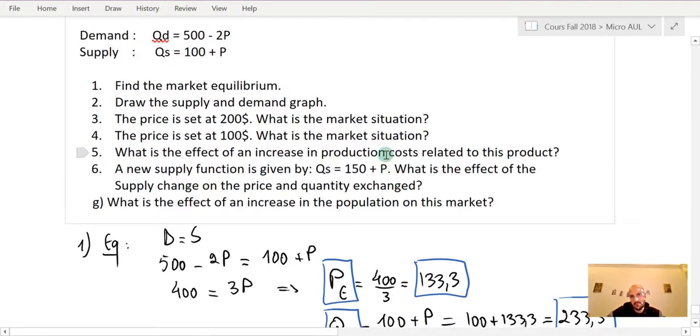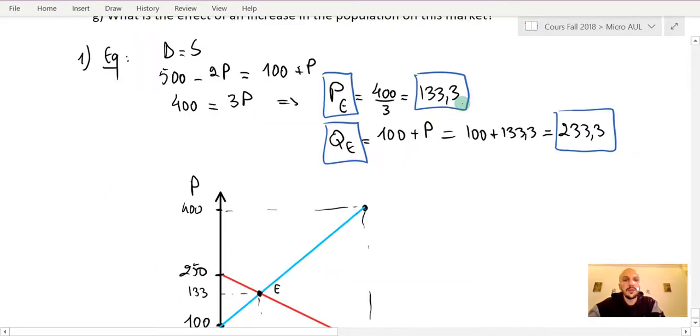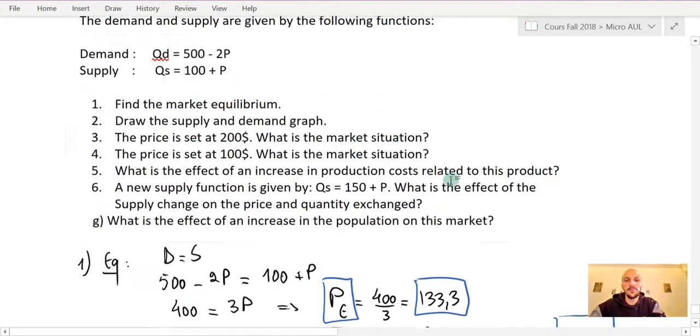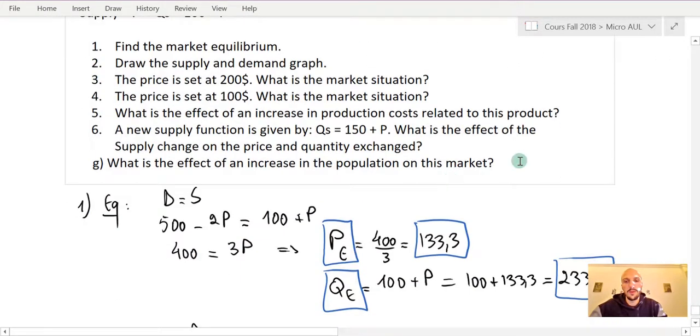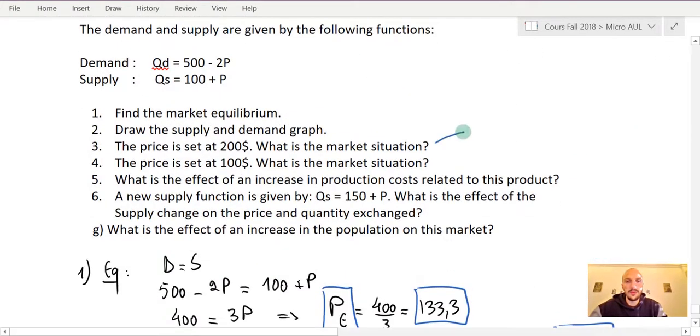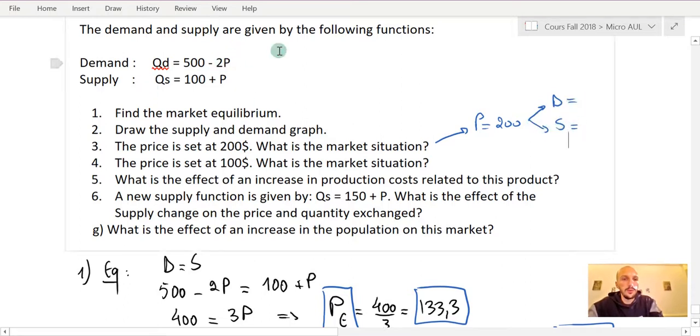It is not very accurate, but at least we have a certain representation of this graph. The price is set at 200. What is the market situation? For this question you have to put P equal to 200 and see how much demand and how much supply you get. So you will find the demand: if we put 200 here, demand stays 100, and the supply becomes 300.